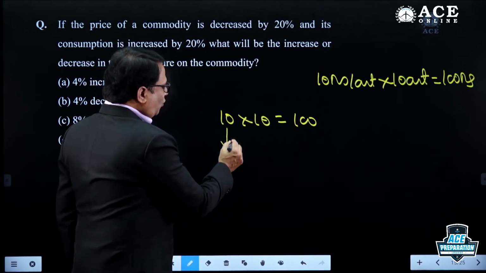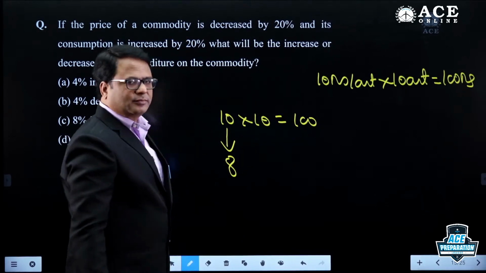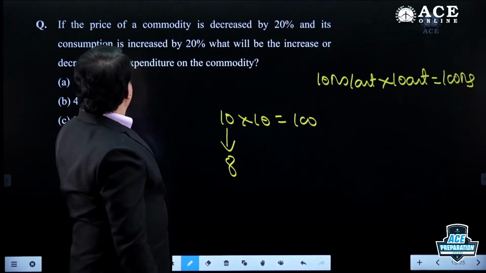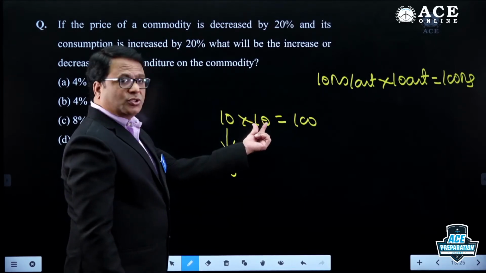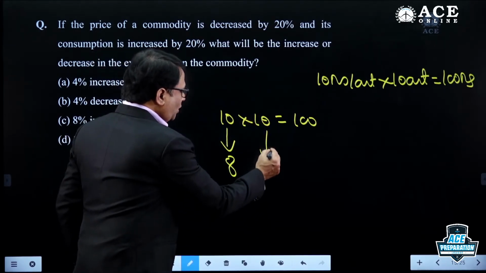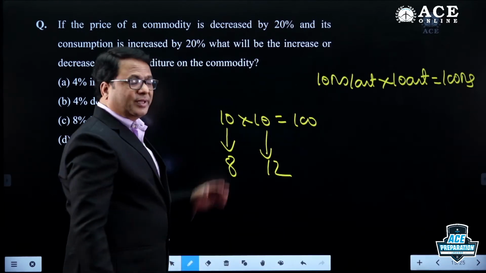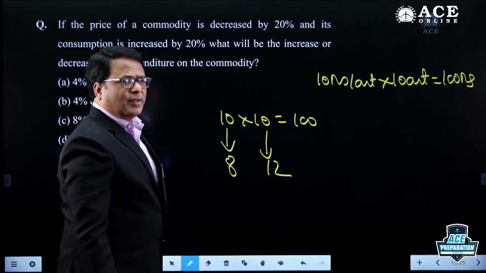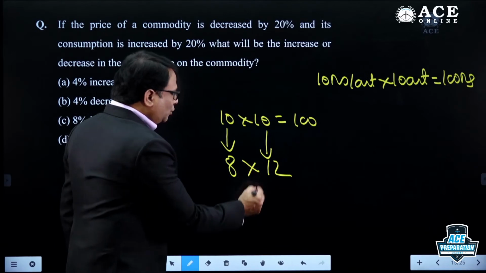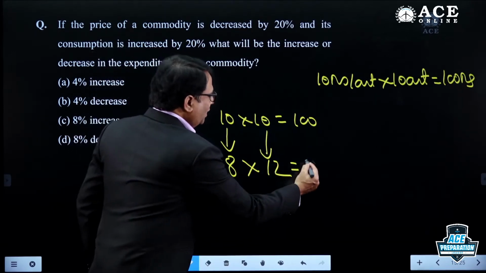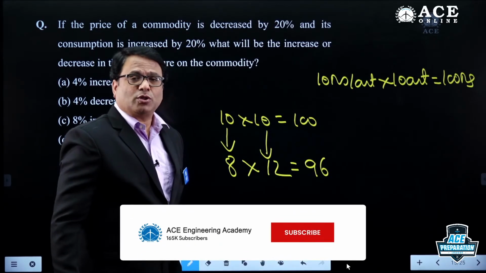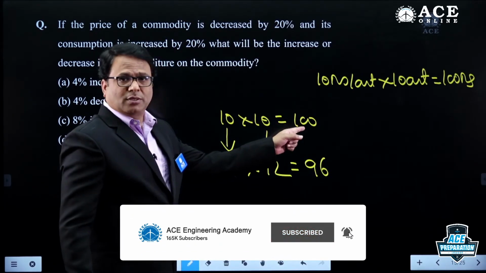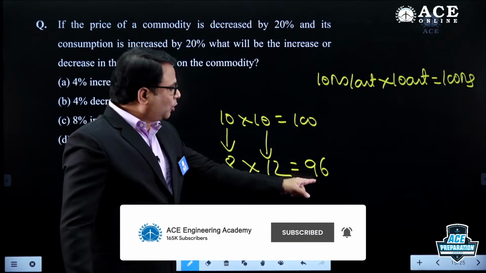Now the price is decreased by 20%. So earlier the price was 10, now it is 8. Okay? And its consumption increased by 20%. Earlier consumption was 10 units, now it is 12 units because it is increased by 20%. Then what is the expenditure? 8 into 12 is 96. So earlier the expenditure on the commodity was 100 rupees. Now the expenditure has come down to 96.